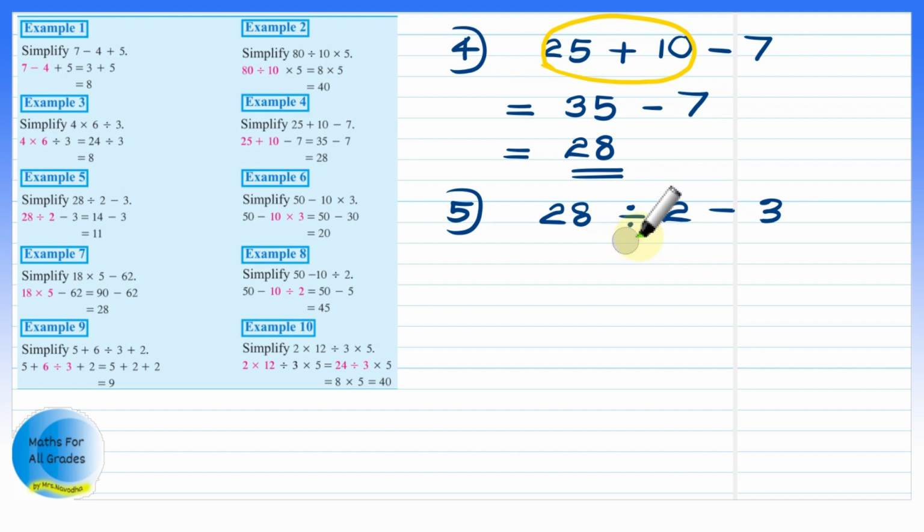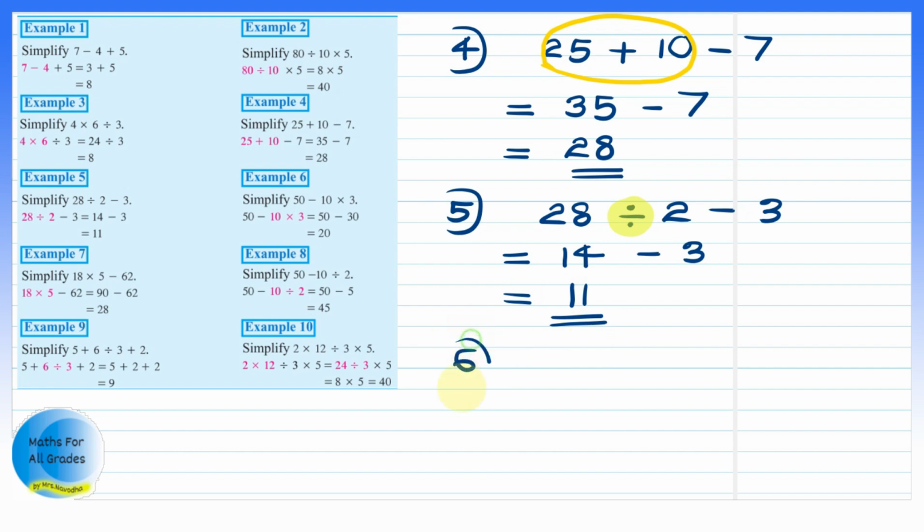Example number 5. 28 divide 2 minus 3. Here you've got division and subtraction. So we are going to start with the division because it has more power than subtraction. 28 divided by 2 equals 14. 14 minus 3 equals 11.